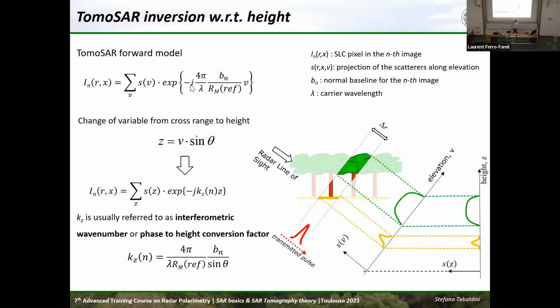It is customary to rewrite also the phase term in this way. You can surely notice that the vertical displacement is given by the elevation displacement multiplied by the sine of theta. This is embedded in the mathematical model of the phase, which is now cast with respect to Z in this way. This KZ is called the phase to height conversion factor, or the interferometric wave number in some cases. If you happen to read a paper about SAR tomography, you will see this KZ many, many times, and this is it.